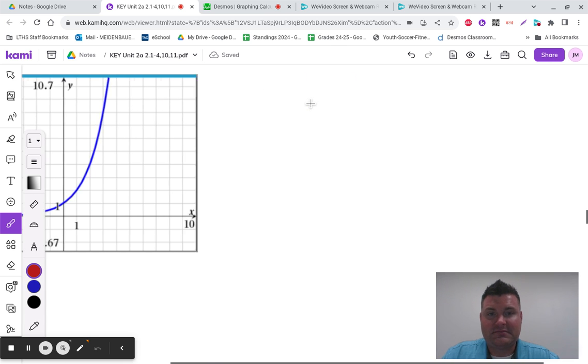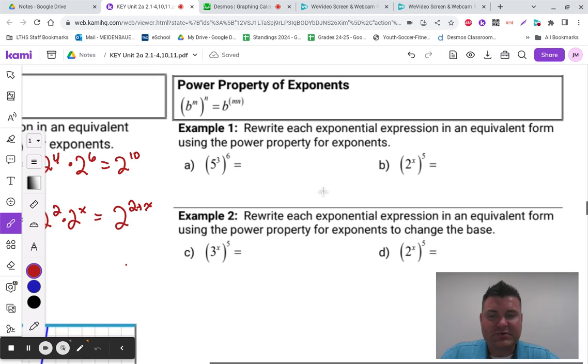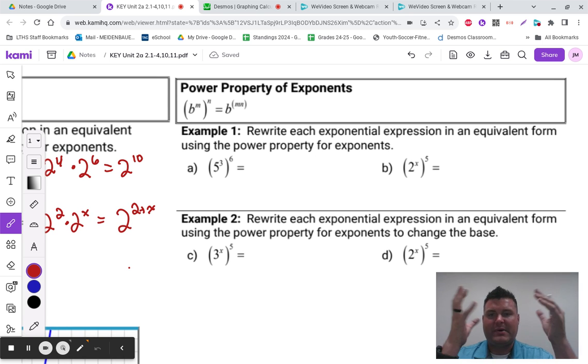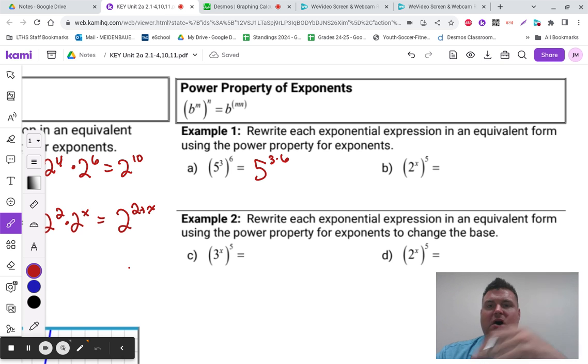So getting back to the notes here, let's do the power property. For the power property, since we have a power on top of a power, we're just going to multiply. So for this first one, we have 5 to the 3 times 6, because it's power on power. Multiply that, and we're going to get 5 to the 18.